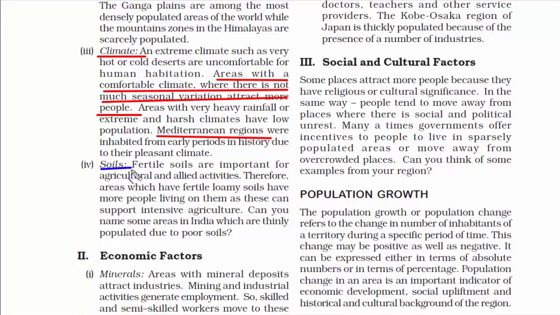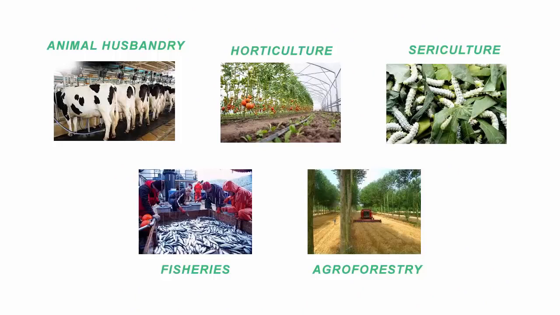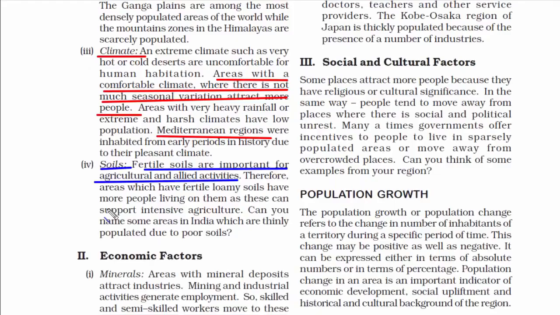And the last one under geographical factor is soils. Soil is usually related with agricultural and allied activities. By allied activities, we are talking about animal husbandry, horticulture, sericulture, fisheries, agroforestry, etc. All these activities require fertile soil for best productivity, and many people rely on these activities for their living. Understand the connection. Therefore, soil directly comes as an important factor for population distribution.